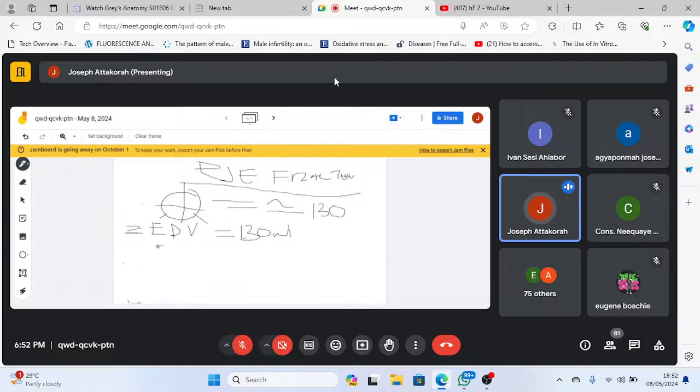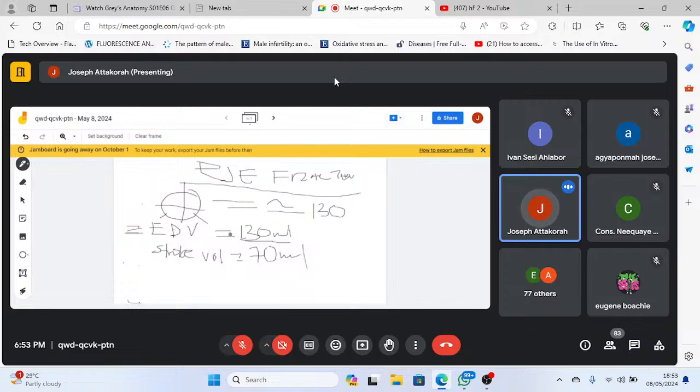We have what you call stroke volume. What is stroke volume? Stroke volume refers to the amount of blood which is ejected per each beat, and it's approximately 70 mils. So we have 130 mils, and the stroke volume is 70 mils.